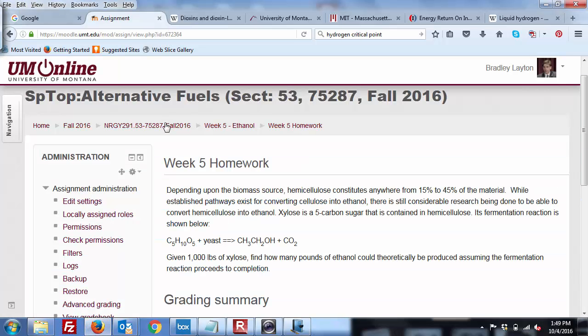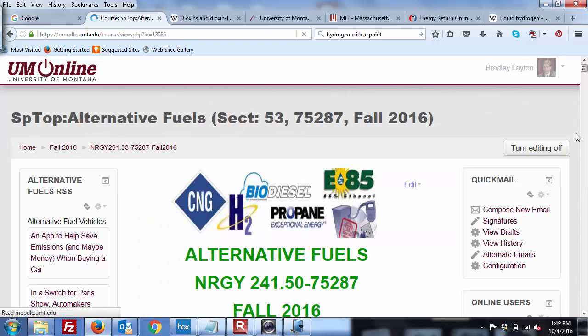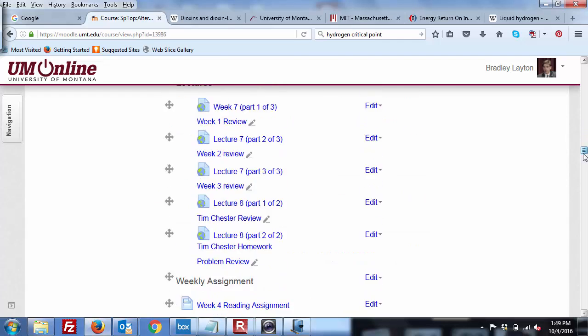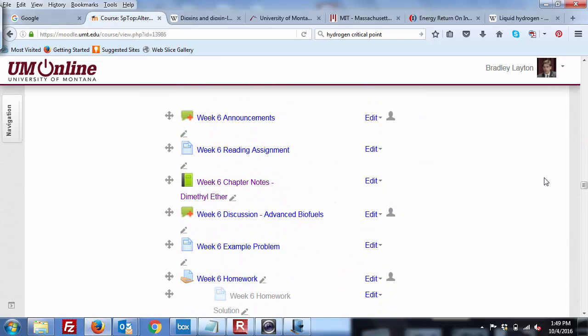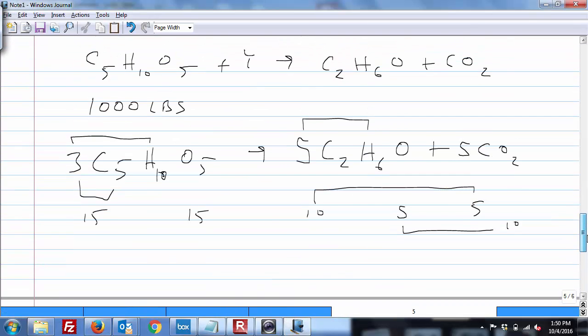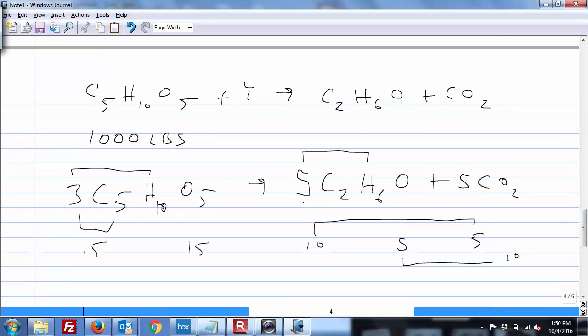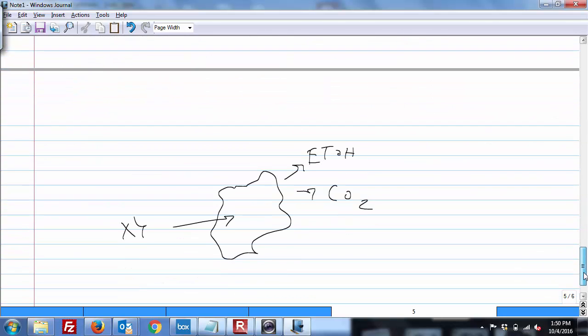Okay, let's take one quick look. To get 1,000 pounds, first do the molar ratios, which we just did, and then get the poundages. Figure out how many moles are in 1,000 pounds of xylose. The molar ratio is 5 moles of ethanol for every 3 moles of xylose. And then once you know how many moles, you can just calculate the pounds.